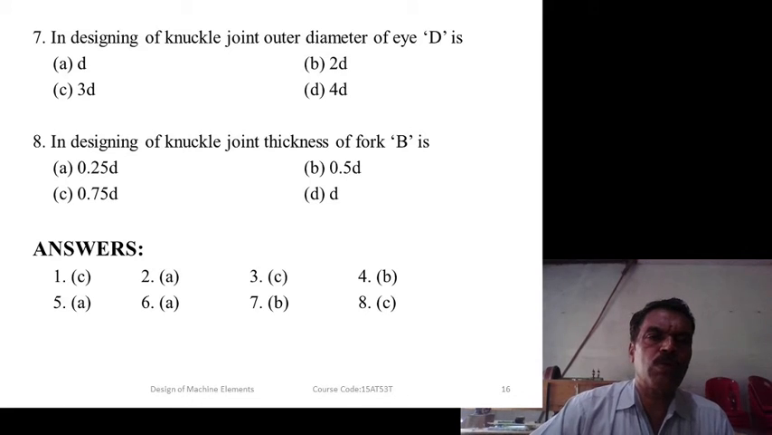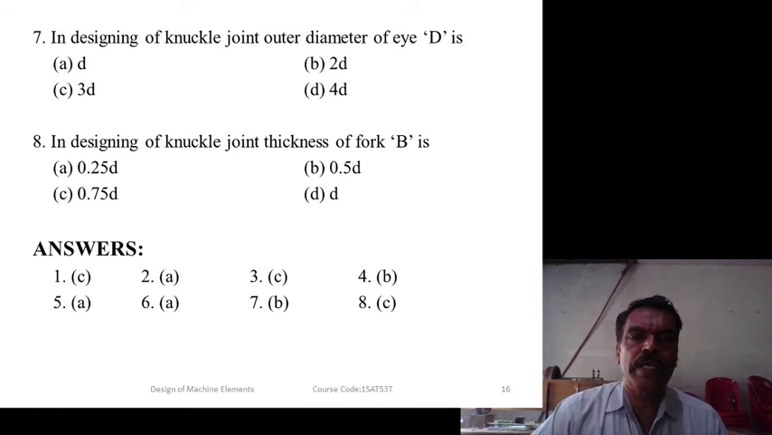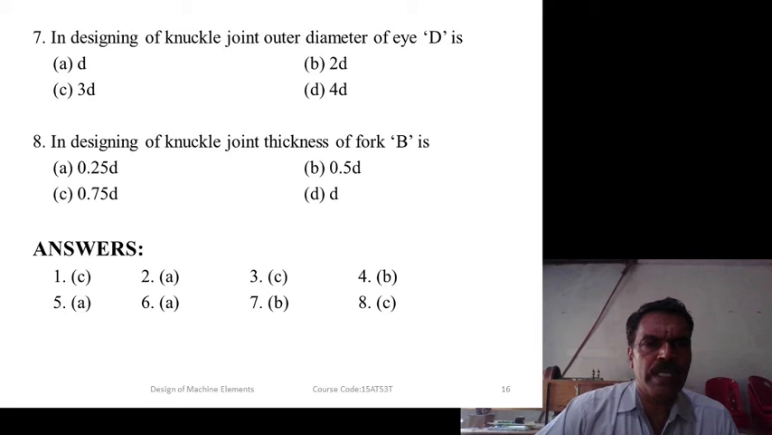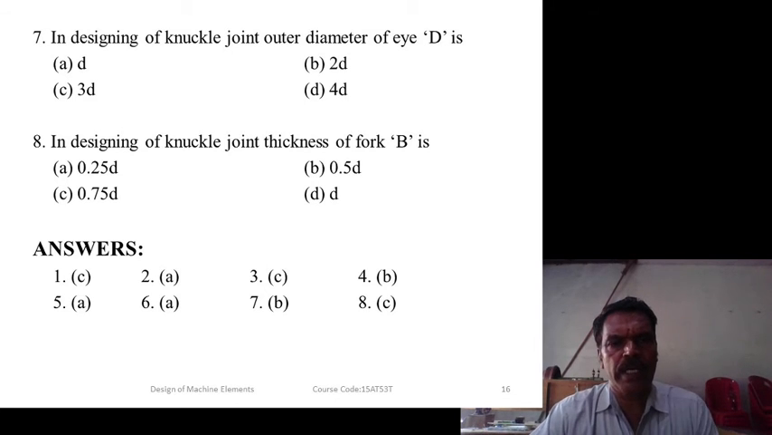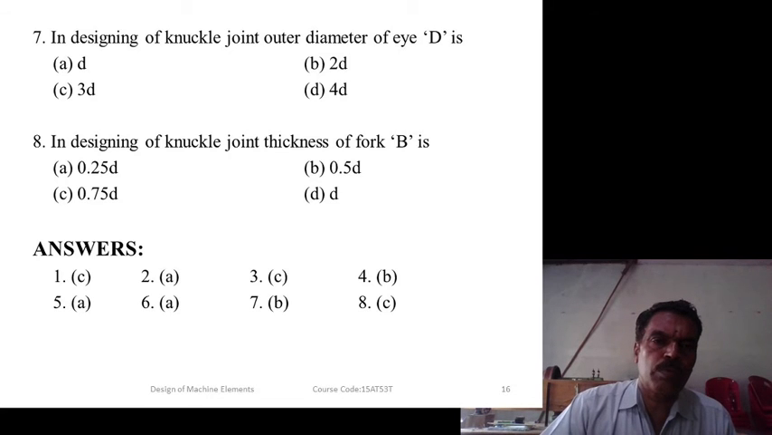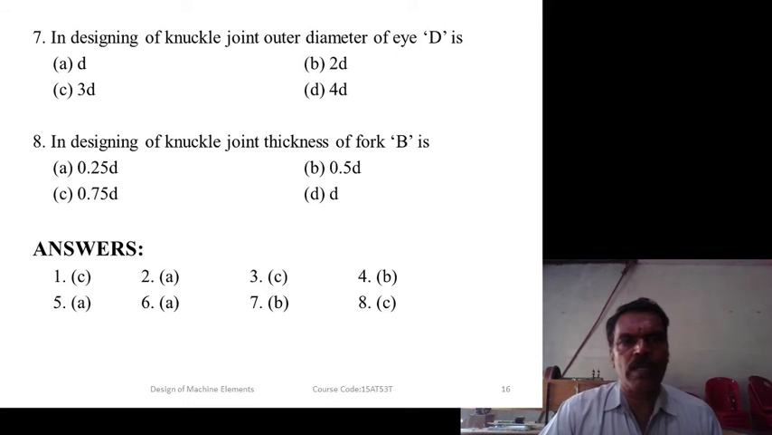So next, question number 7. In designing of knuckle joint, the outer diameter of the eye, that is capital D. What is the right answer? Here A, B, C, D, there are 4 answers. The right answer is 2D, because capital D is equal to 2 times the diameter of the rod. So B is the right answer. Capital D is equal to 2D is the right answer for question number 7.